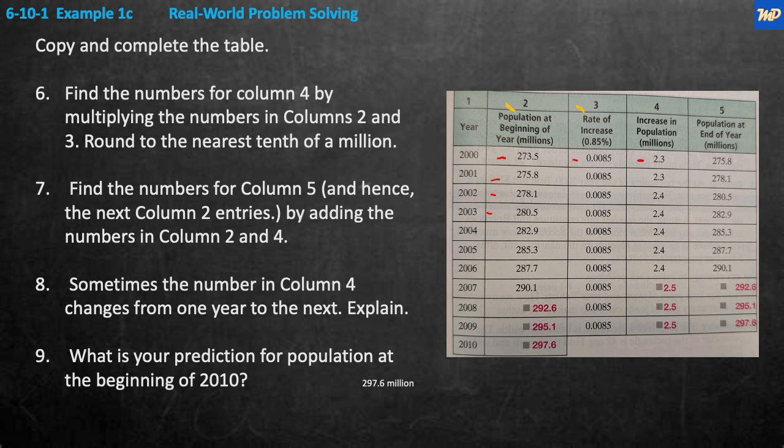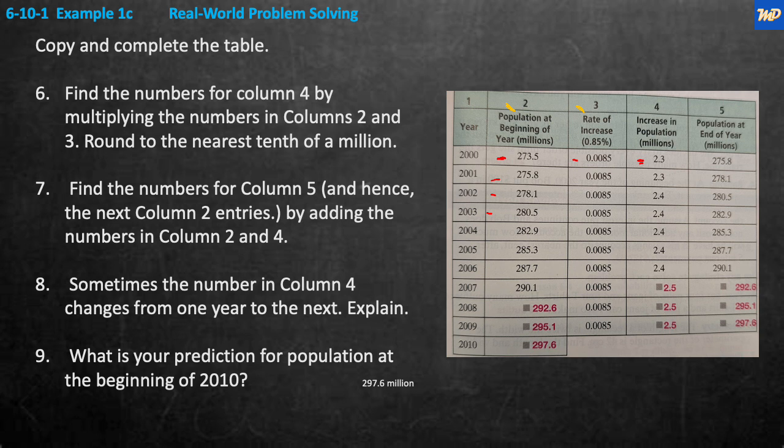So then, once you've done that, and you've rounded, and you've entered the value here in column 4, then it says find the numbers for column 5. Well, column 5 are what? The population at the end of the year. Well, how did we get the population at the end of the year? We got the population at the end of the year by taking the population from the start of the year, adding the increase during that year, right here in column 4, which is the increase. So you take 2, and you add 4, and you end up with 5. And if you look at it, you get 273.5 plus 2.3 is 275.8. They just add them together. Okay, and that's what this says.